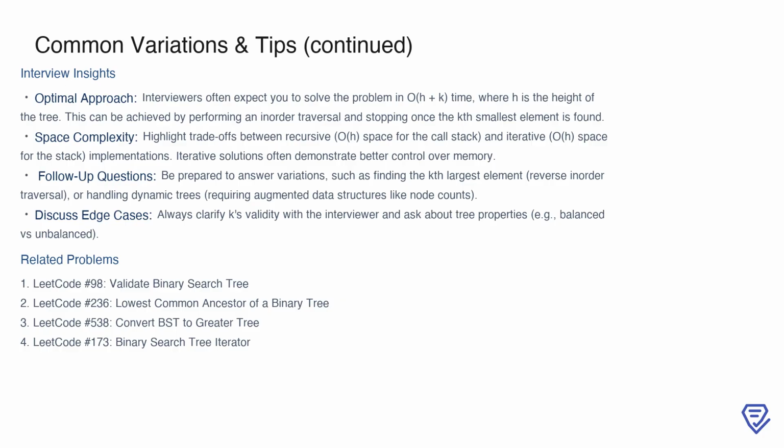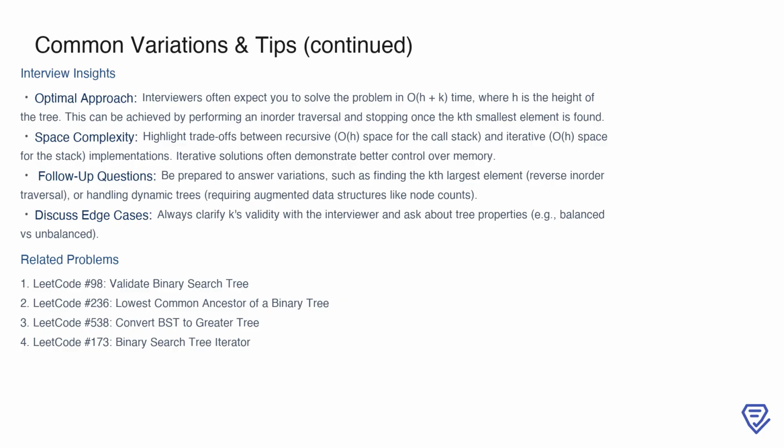For interviews, it's crucial to understand the optimal approach to solving this problem. Most interviewers expect a solution with a time complexity of O(h + k), where h is the height of the tree. This is achieved by performing an inorder traversal and stopping once the kth smallest element is found. In terms of space complexity, you'll often need to discuss the trade-offs between recursive and iterative implementations. Both approaches use space, but iterative solutions can provide better control over memory usage, which may make them preferable in some scenarios. Additionally, interviewers often ask follow-up questions, such as finding the kth largest element instead of the kth smallest.